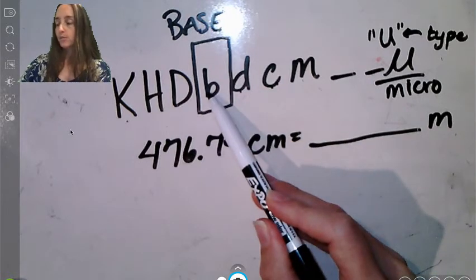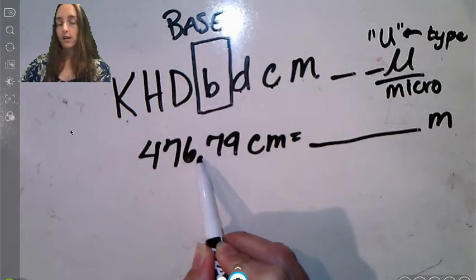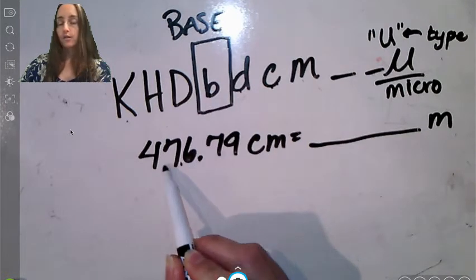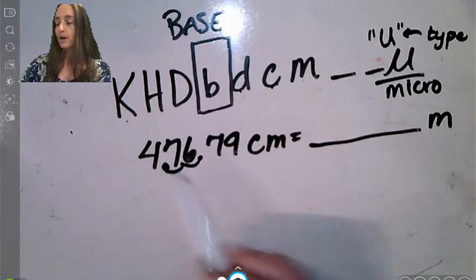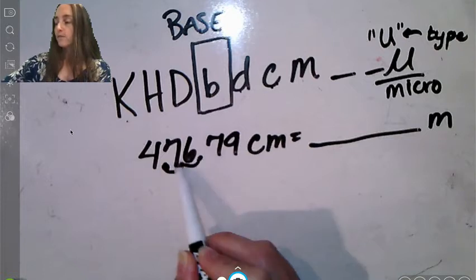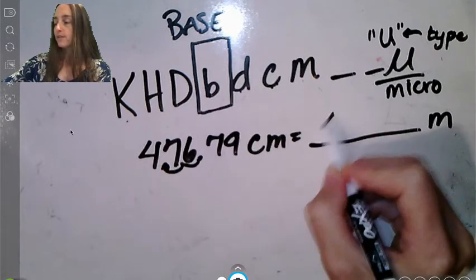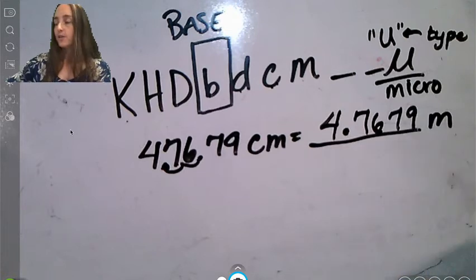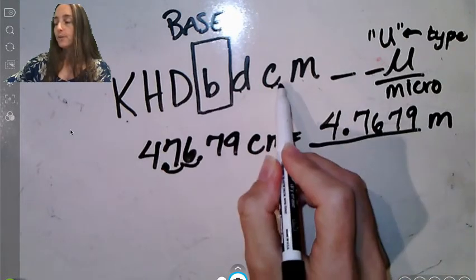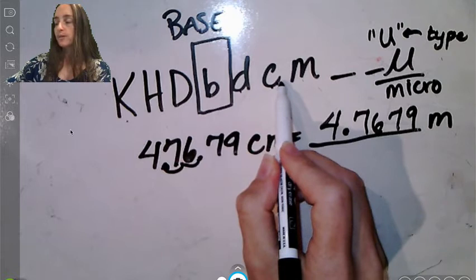So I'm going to take my decimal here at centa, and I'm going to go 2 doors down. And so you can make the little loopy things if you want. I just moved my pen. And so that's going to equal 4.7679 meters.